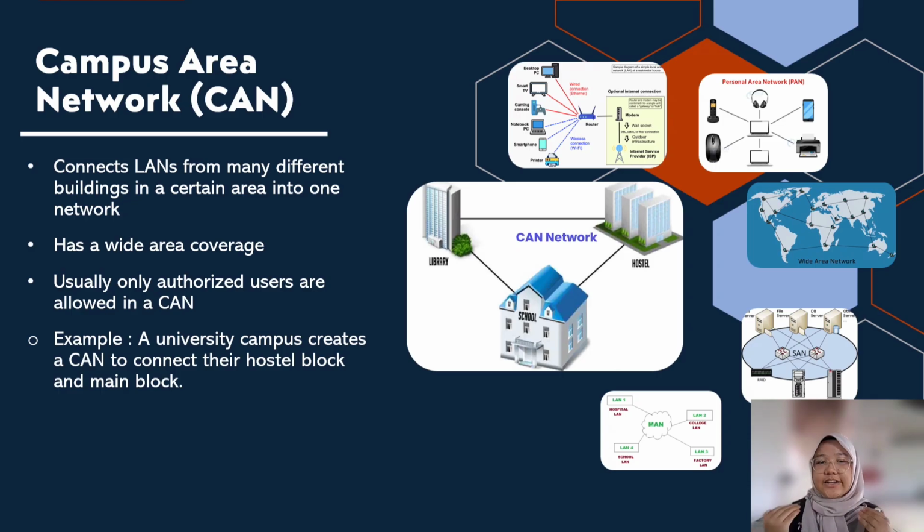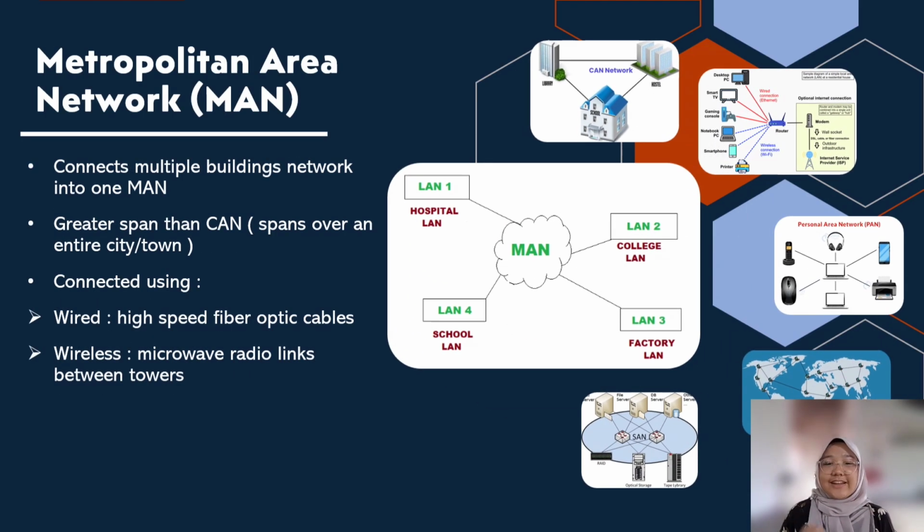A campus area network connects LANs from different buildings in a certain area to form one network, for example, in a university. A metropolitan area network connects multiple building networks into one MAN. So it spans over a whole entire city or town, and it can be connected using wired or wireless means.